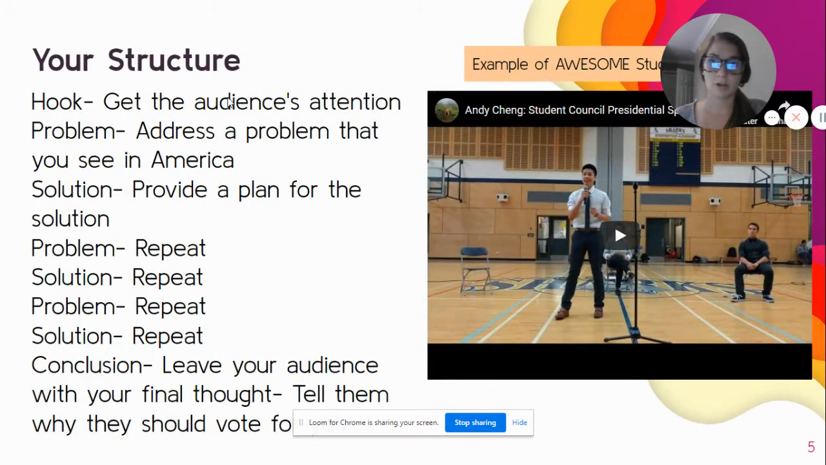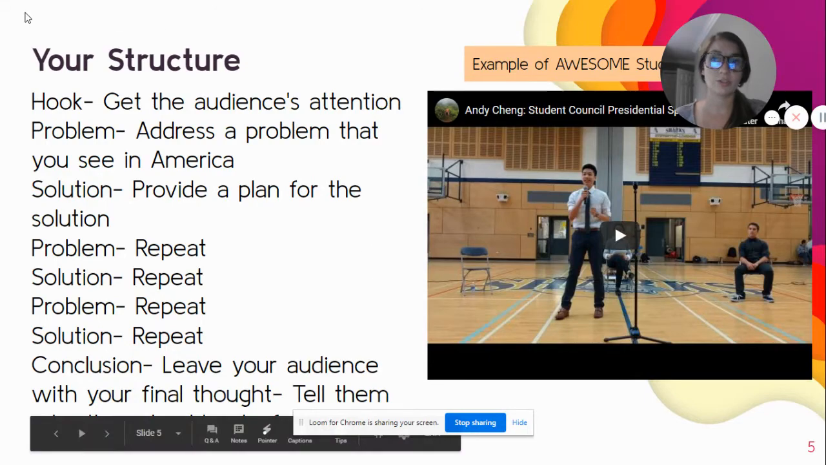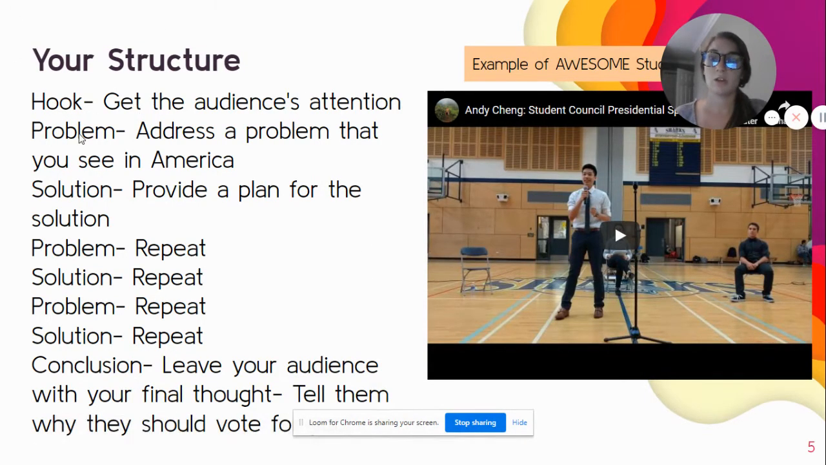The structure of your speech. You'll start with a hook, which gets the audience's attention. You'll begin explaining your 3 problems and then the solutions right after. So you'll start with the first problem, address a problem that you see in America, and then 2, provide a solution for that.